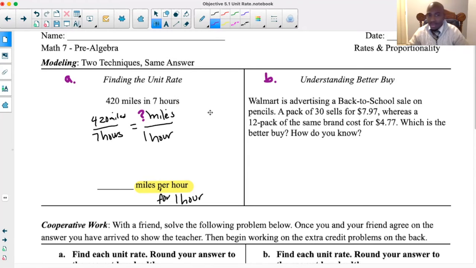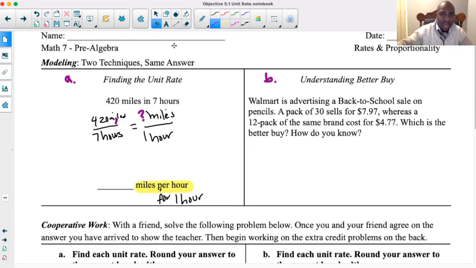So 420 times 1, 7 times x, so you get 7x is equal to 420. Then you have to divide by 7. Now, the easiest way to do this, believe it or not, ladies and gentlemen, is not cross multiplication. When you're finding the unit rate, the quickest way is after you set it up the right way. You see it says miles per hour, put miles on top, hours on the bottom.